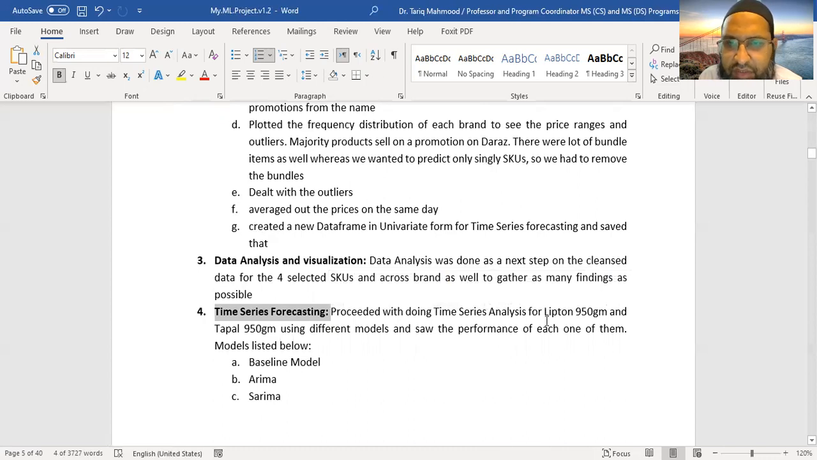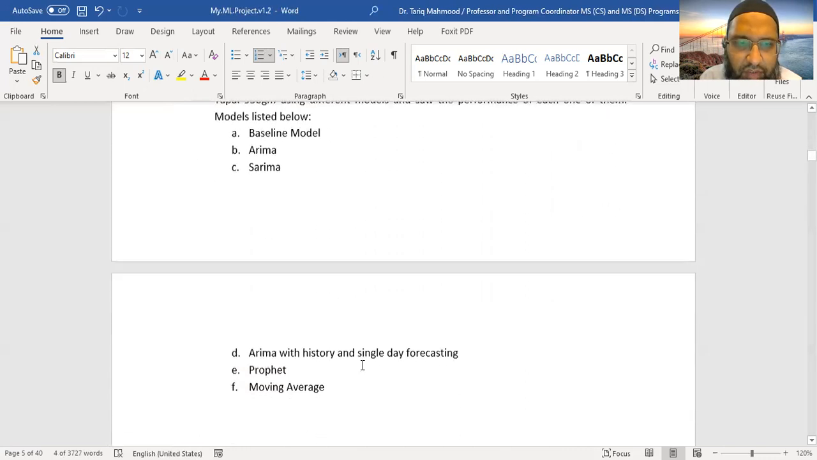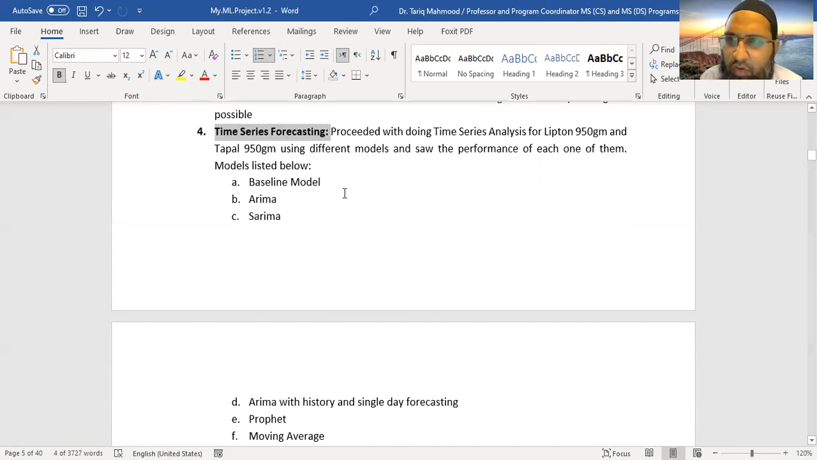So proceeded the time series analysis for Lipton and Tapal 950 gram, because Tapal and Lipton seems to be the best competitors of each other as compared to Kohinoor and Vital. So these two are more famous, so therefore we can forecast for them. So we adopted different models, like baseline model, which is the most simple model.